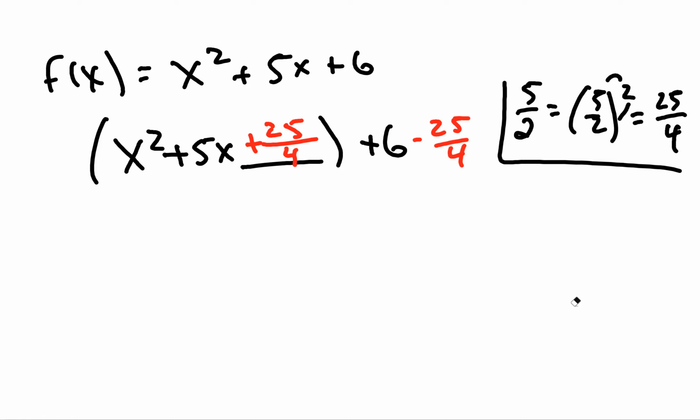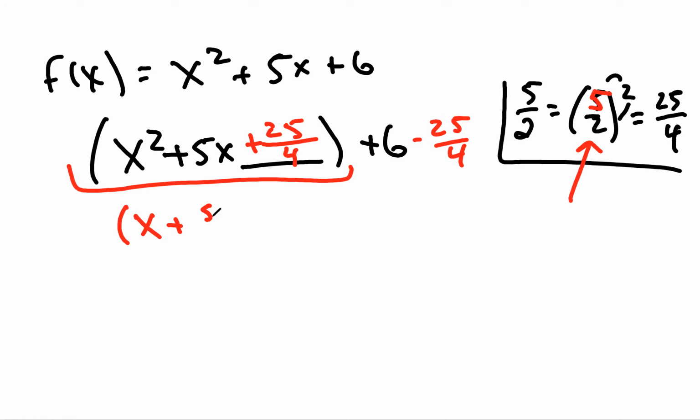And so now this is my perfect square trinomial. I can quickly factor it by looking over here. This is a positive 5 halves. It's in parentheses and it's being squared. So here's my x, here's my positive 5 halves, here's my parentheses, here's my square.